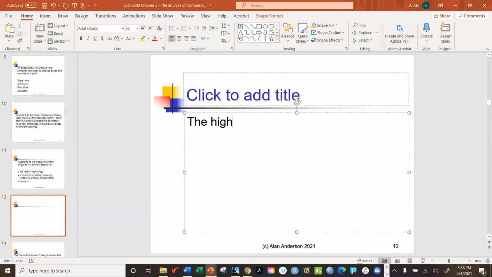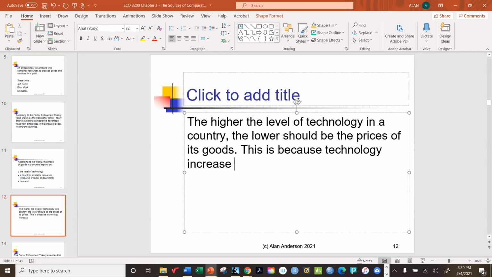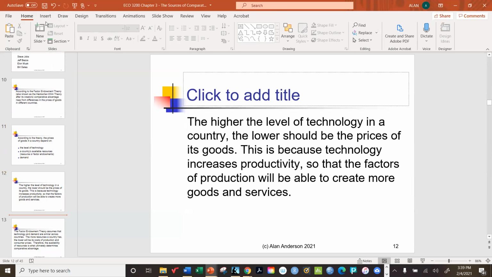So in other words, the higher the level of technology in a country, the lower should be the prices of its goods. This is because technology increases productivity so that the factors of production will be able to create more goods and services. All right, so here's a quick, simple, maybe a silly example.